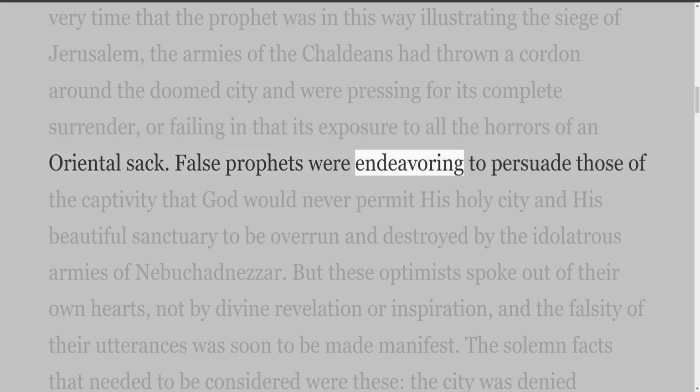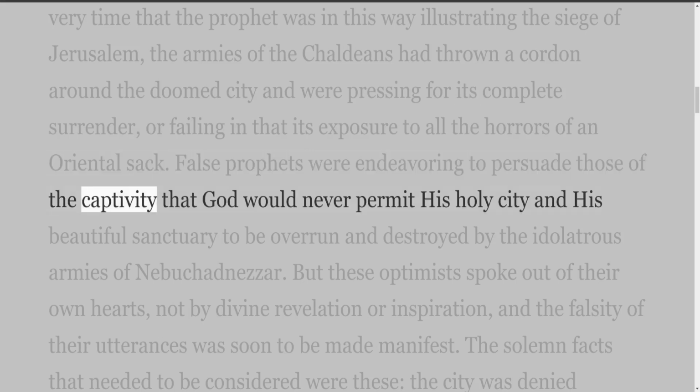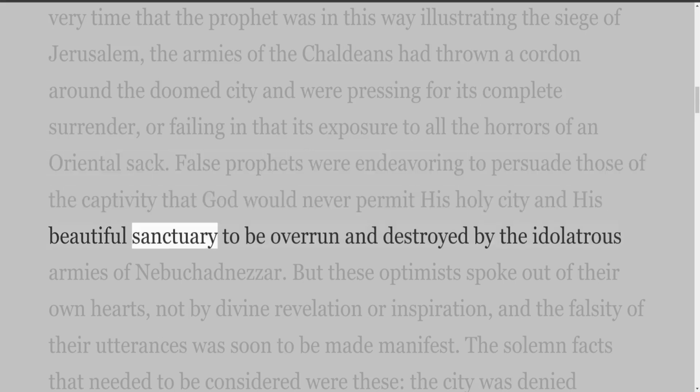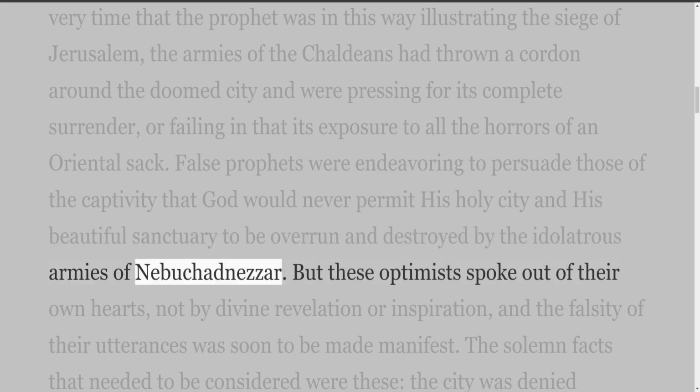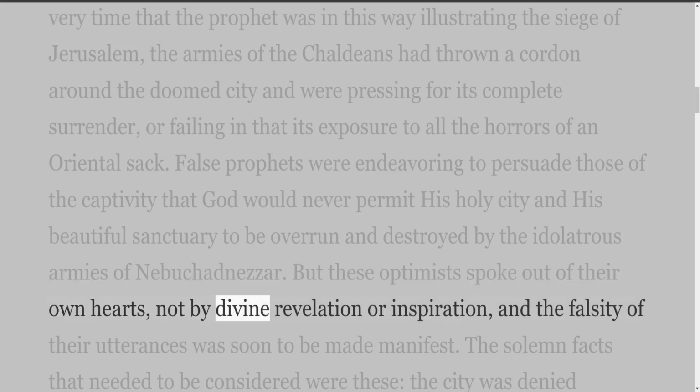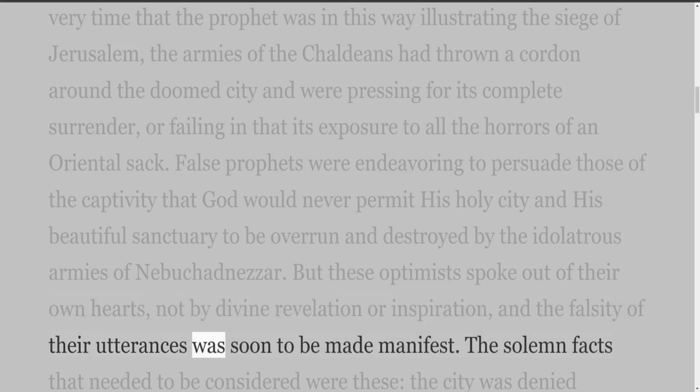False prophets were endeavoring to persuade those of the captivity that God would never permit his holy city and his beautiful sanctuary to be overrun and destroyed by the idolatrous armies of Nebuchadnezzar. But these optimists spoke out of their own hearts, not by divine revelation or inspiration, and the falsity of their utterances was soon to be made manifest.